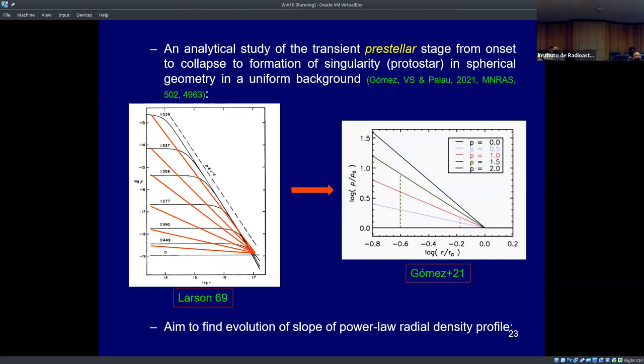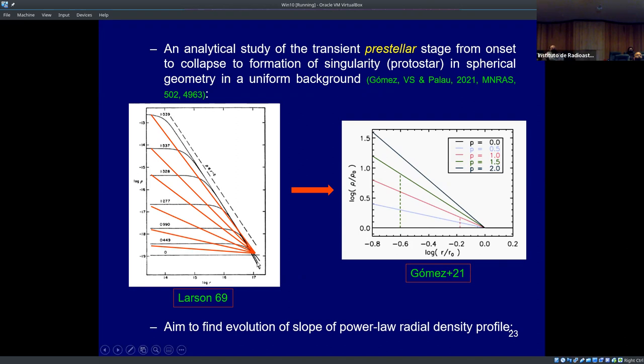And so what we did is we assumed, for example, the famous plots from Larson's 1969 paper. Here again, there's the solution as a function of time. This is the density profile in log-log. This is an r to the minus 2, and then there's a central flat top that shrinks as time goes on until it becomes of zero radius. And at that point, you have formed a singularity.